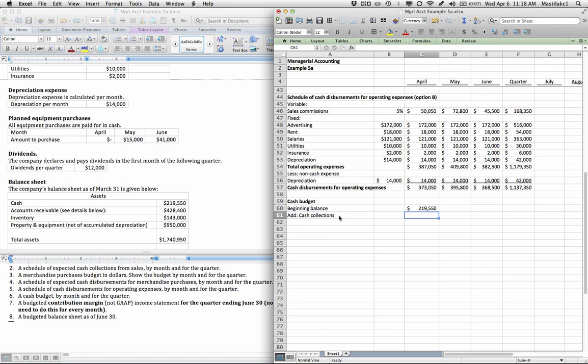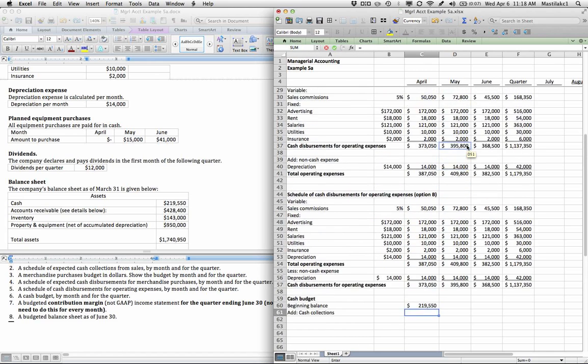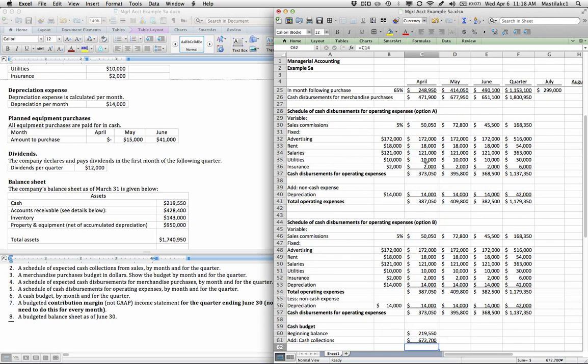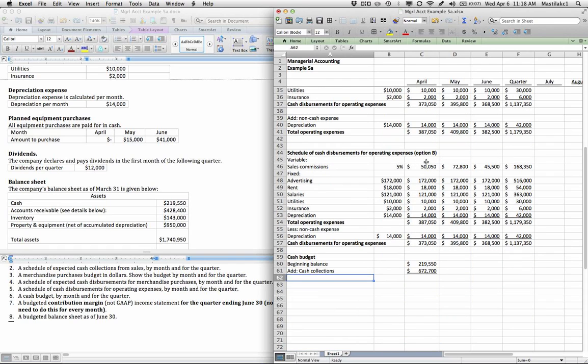What we can do with that is we can add the cash we expect to collect during the period, and here we're going to look back up to what we did earlier in our budget, and we can say in April we expect to collect $672,700, and we'll add that to our cash collections, and that'll give us our total cash available, and that's going to be the sum of these two. So we've got $892,250 available to spend during the month of April.